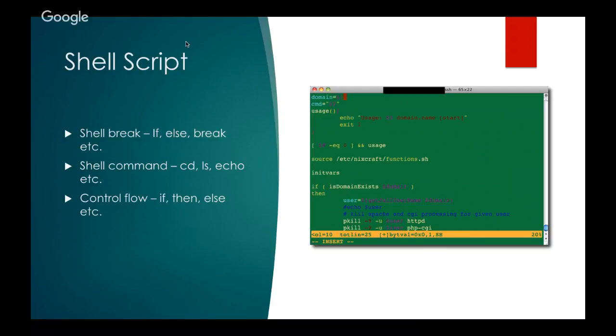So how does the shell script work? There are three kinds of shell script elements that will be used when writing the Linux system. First, the shell keywords. The system's language is like if, else, or break. The shell commands. The system language is cd, ls, or echo. The control flow, which should be if, then, else. Like the picture has shown, there is some echo, which is usage and command name. It also has type that exists. Besides these two, it has the if and then on the last line, which is also the working language for writing a Linux system.